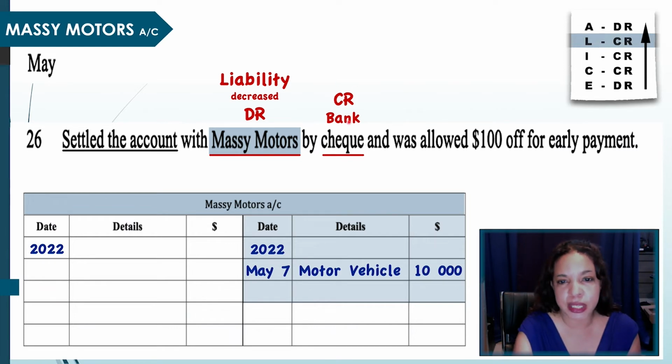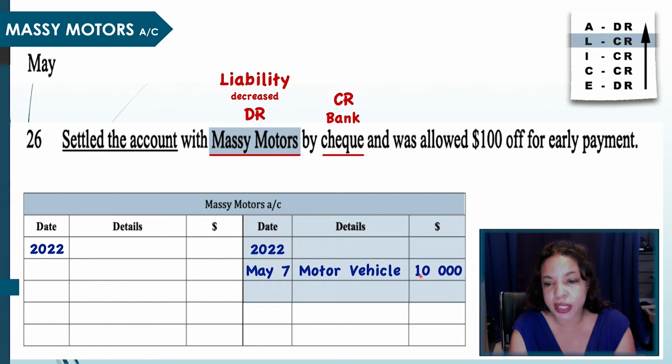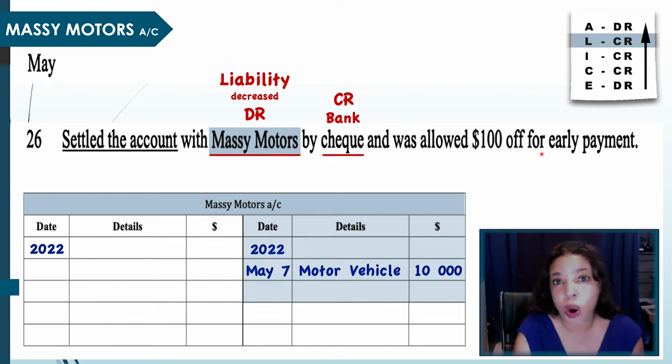So that will be bank. And since we made the payment, credit. But yet they said we didn't pay the whole 10,000. There is more. They said we were allowed a discount for early payment of $100.